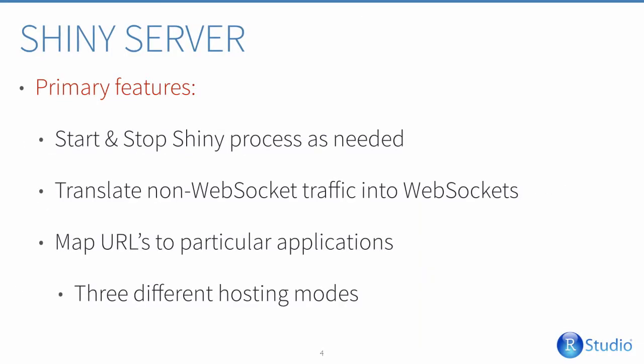So Shiny Server sets out to accomplish a few goals. The couple that are interesting for this discussion are, first of all, it should start and stop Shiny processes on demand and as needed. And also, it should translate non-WebSocket traffic into WebSocket traffic that Shiny can understand. And then finally, it can also map different URLs to particular applications. So if you were just to run an army of Shiny processes on your bare machine, all of those would have to run on different ports, and so your users would need to enter a port number in order to get to an application, and it would be a little sloppy.